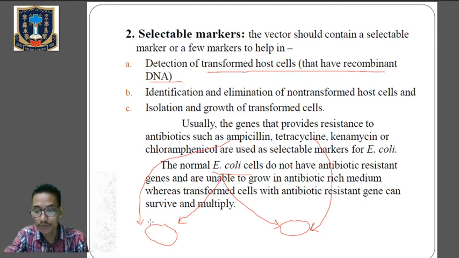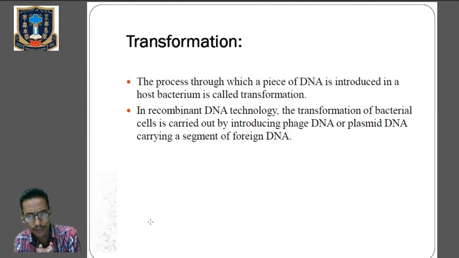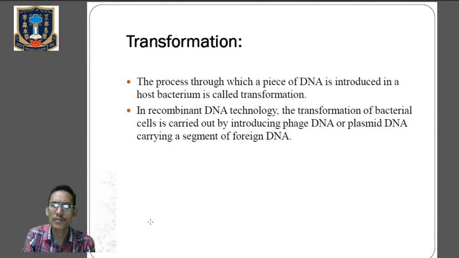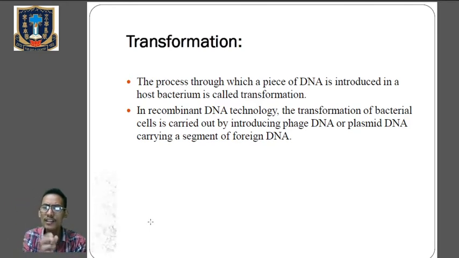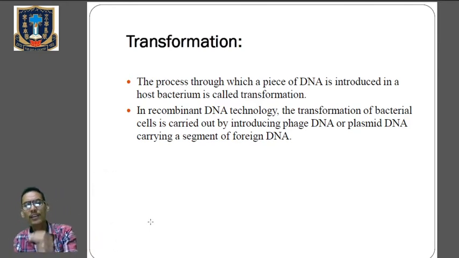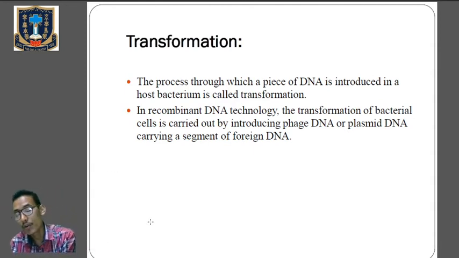Okay, so now we will see in detail. We are talking about transformed cells having recombinant DNA. That particular process is known as transformation. Okay, so what is transformation? The process through which a piece of DNA is introduced in a host bacterium is called transformation. So when we put a piece of DNA, the foreign DNA, into the bacterial cell, that is called transformation, and that bacterium will be known as a transformed bacterium because it will contain the recombinant DNA.